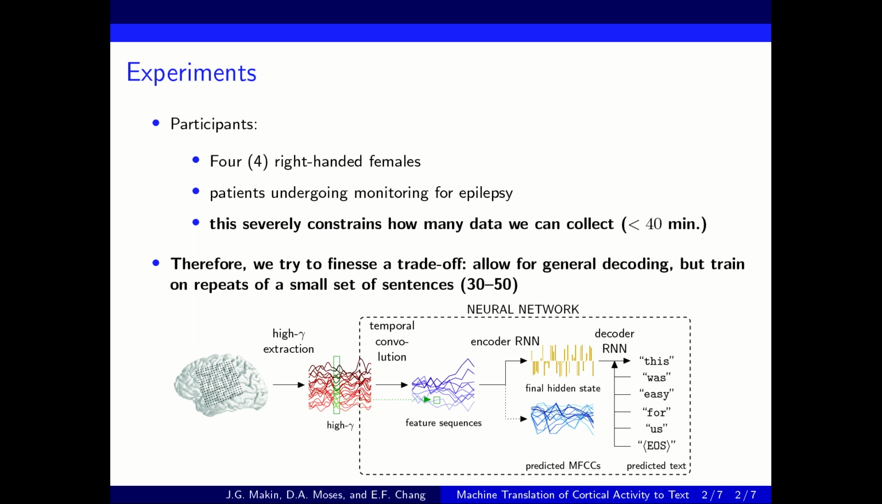Because this limited our data collection to about 30 minutes of speech per participant, we limited the target domain to just about 50 sentences, but the algorithm was designed to be able to produce any sentence consisting of words from the approximately 2,000 word vocabulary.